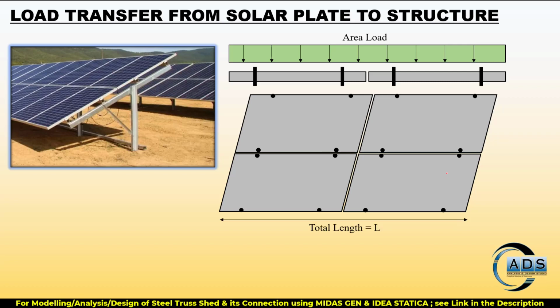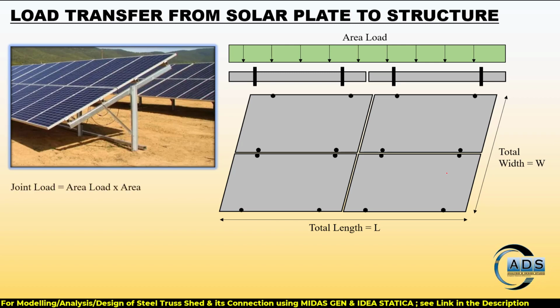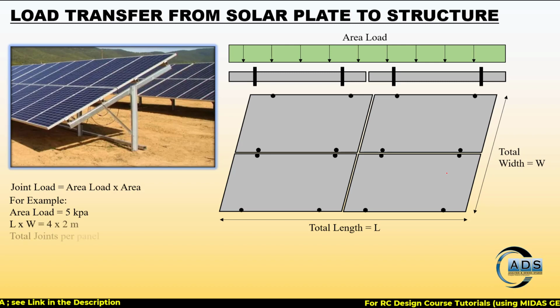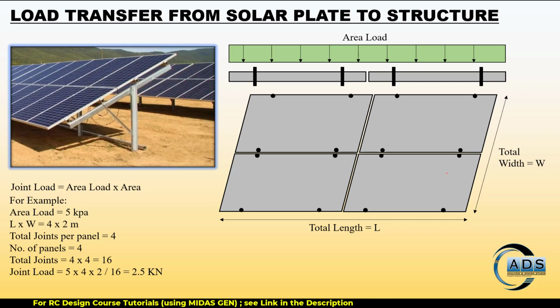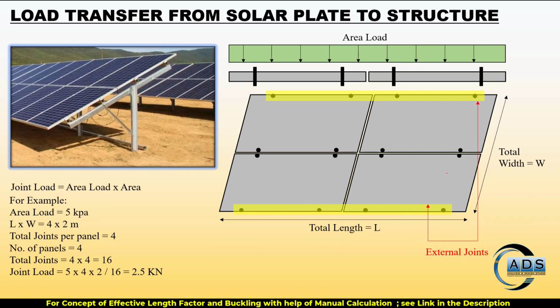Total length of the array is L and width is W. Joint load is calculated as area load multiplied by the area. For example, the area load is 5 kPa, length and width is 4 by 2, total joints per panel is 4, total number of panels is 4, so total joints is 4 by 4, 16. Joint load per joint is 5 by 4 by 2 by 16. So it's 2.5 kilonewton.